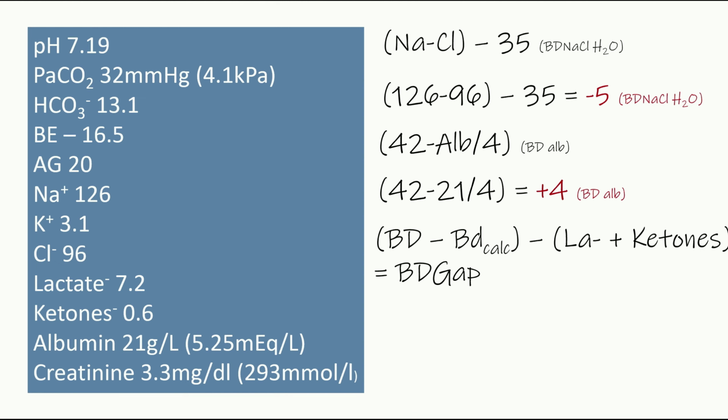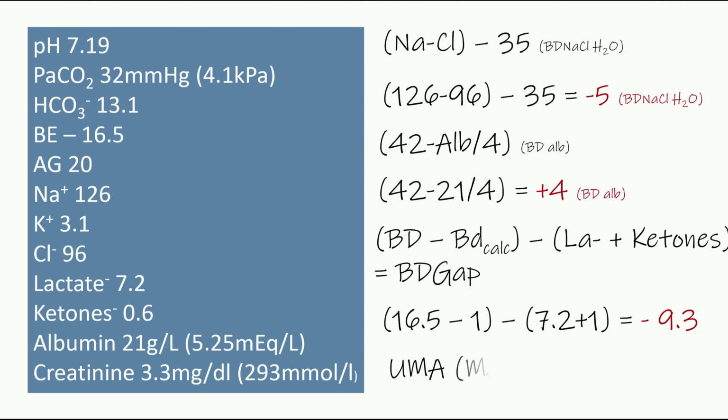base deficit gap. So it's 16.5, that's the base deficit or the negative base excess, minus 1, which is minus 5, plus 4, so the base deficit for sodium, chloride, and water, minus the base excess for albumin. That just gives us 1 for all of those multiple different acid-base abnormalities. That's 15.5 in total, minus 7.2, which is the lactic acidosis, plus 1, which is the ketones. That gives us 9.3.